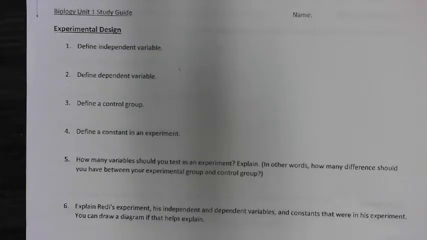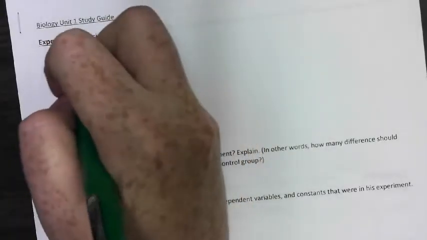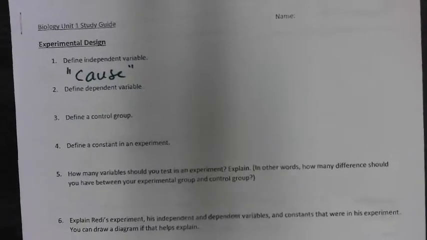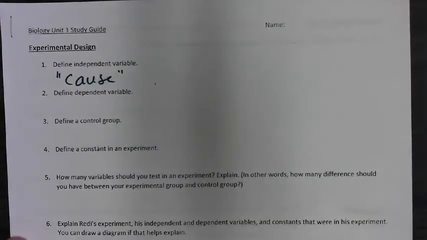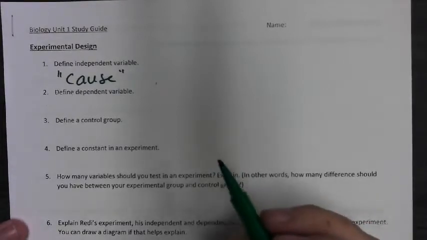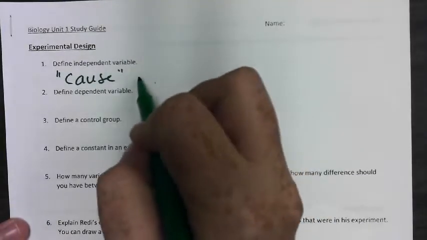So what we're going to do first is define independent variable. The independent variable is going to be our cause. Okay? It is what is going to make the difference in our experiment. The way I like to think about it is what is different between the control group and experimental group.